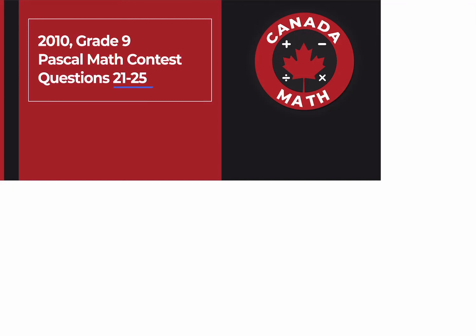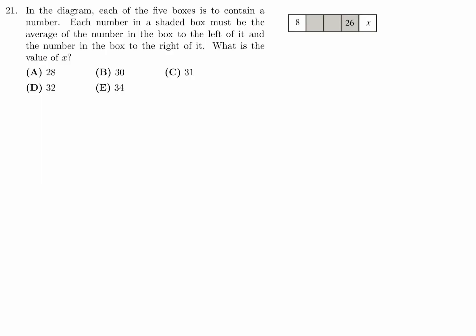Questions 21 to 25 on the 2010 Grade 9 Pascal Math Contest. In the diagram, each of the 5 boxes is to contain a number. Each number in a shaded box must be the average of the number in the box to the left of it and to the right of it. What is the value of x?